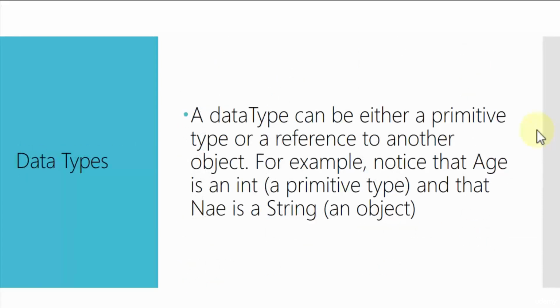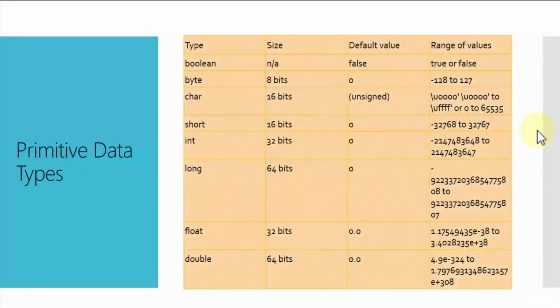So data types can either be primitive, as we took a look at, for example int, double, float, or a reference to another object. For example, notice that age is an int, a primitive type, and name is a String, an object. Here's the detail of the various primitive types that you can take a look at: boolean, byte, character, short, int, long, float, and double. And of course, it tells you the size, the default value, and the range of values as well. We've used these within this course.